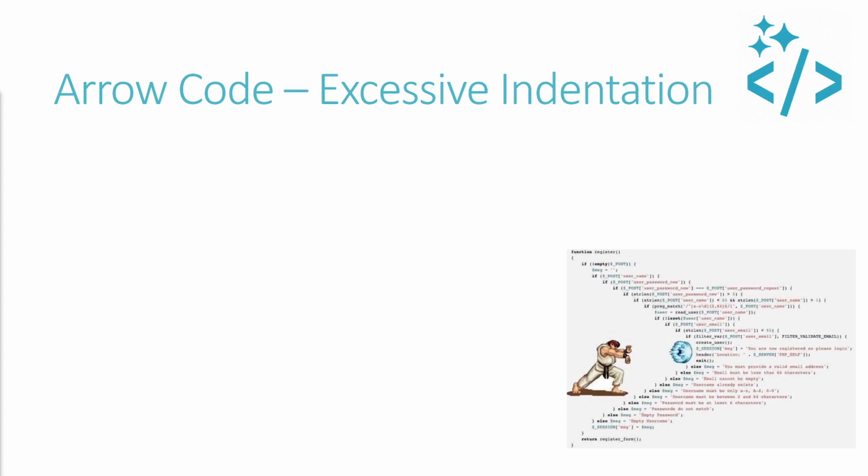Okay, we're gonna talk also a bit about this arrow code. So what is arrow code? It's code which looks like this. We have this form here, a lot of ifs, nested ifs, and it's very hard to read. If we have in our code somewhere more than 2 or 3 ifs or 4 nested loops, then it makes our code base very hard to read.